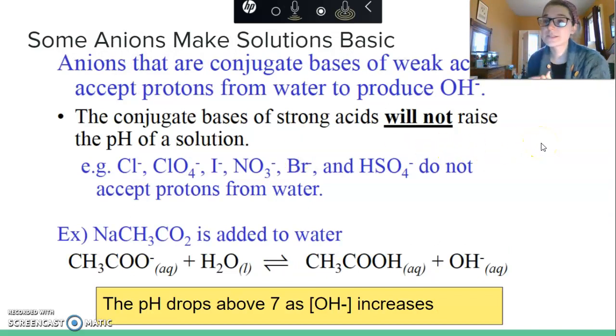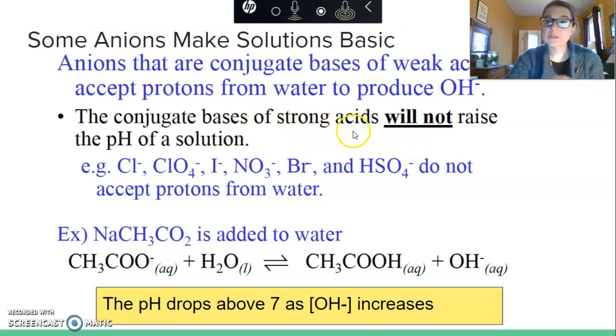Okay. There are also some anions that make a solution basic. Anions that are conjugate bases of weak acids accept protons from water to produce OH-. Remember, a weak acid's conjugate base is going to be relatively strong. Those have an opposite relationship. A relatively strong base is going to be a proton acceptor. It's going to accept a proton, but an OH- is going to be left behind, which then raises the pH, making the solution more basic.